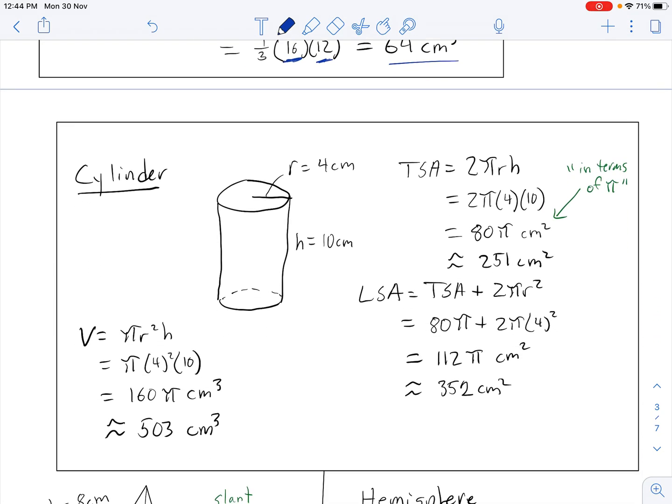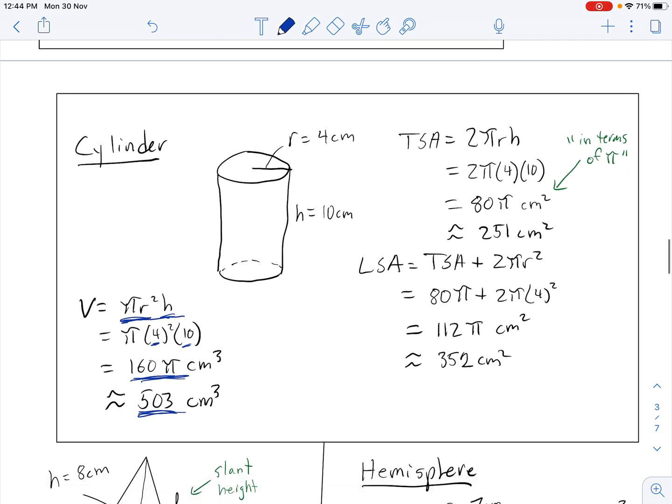Here's our cylinder. Pi r squared h is our formula. That's our base area times the height. We plug in our radius of 4 and our height of 10. We get 160 pi cubic centimeters, which is about 503 cubic centimeters. So again, we can answer in terms of pi, the top one, or the approximate value. Either is fine.